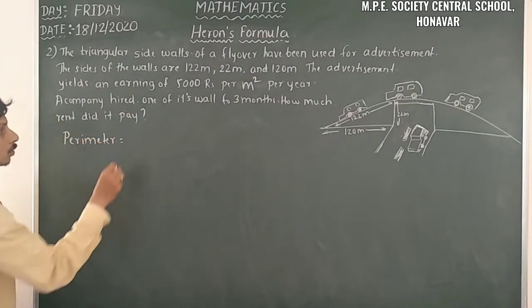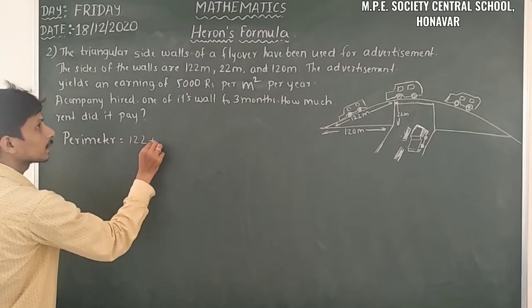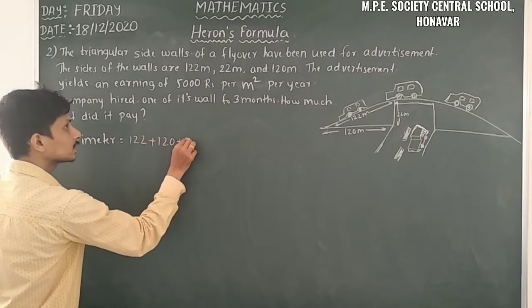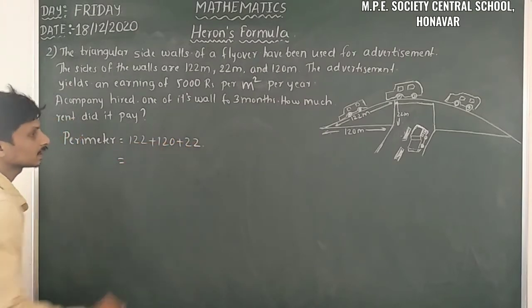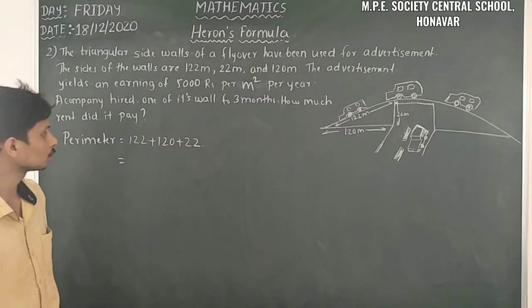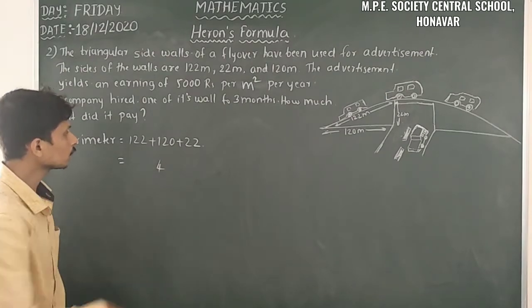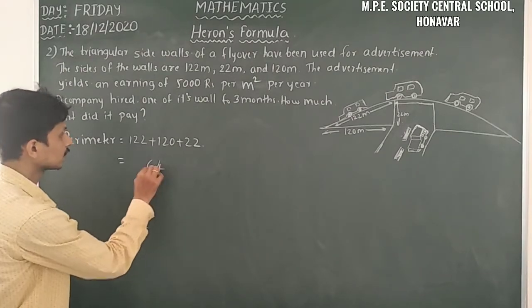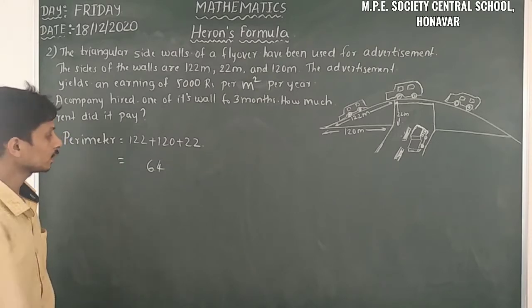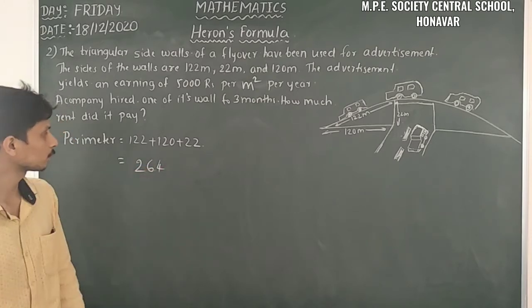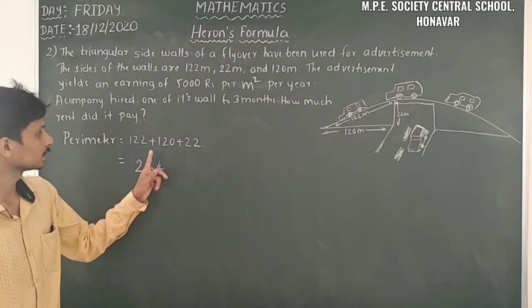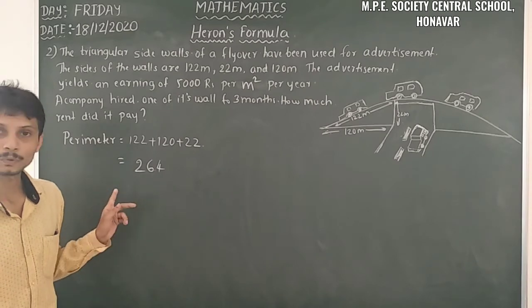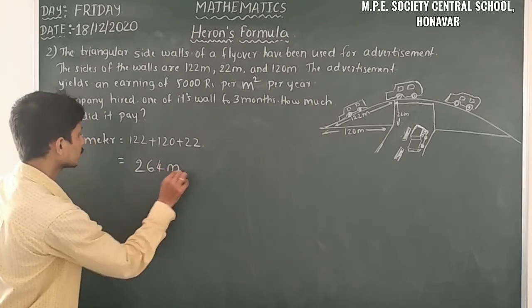So perimeter is equal to 122 plus 120 plus 22. So what's the answer here? Here 122 means 4 and 6, and here it is 264. And that is correct? Yes, 264. So 264 meter we have the perimeter.